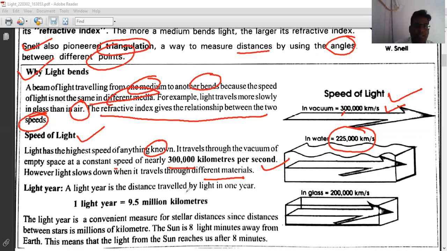So a light year is the distance light travels in one year. So one light year is equal to 9.5 million kilometers. So in 1 year, light travels this much distance, right? So write this one, then I will make you understand the next point.